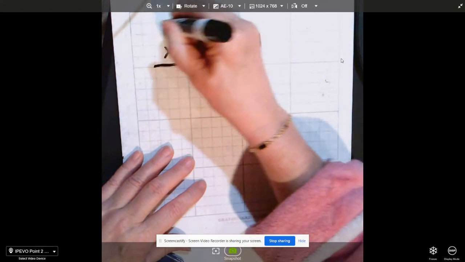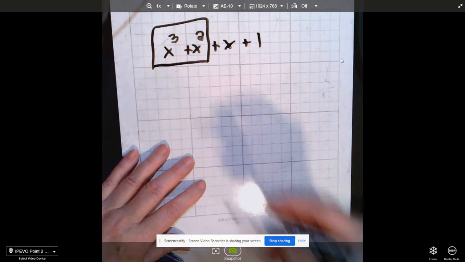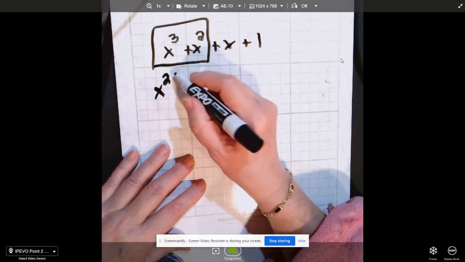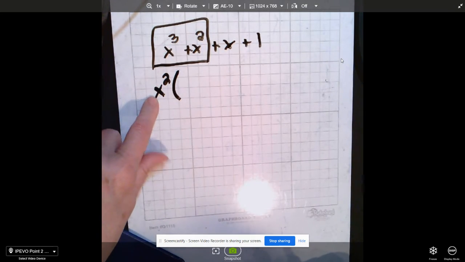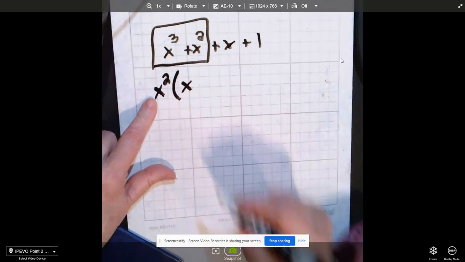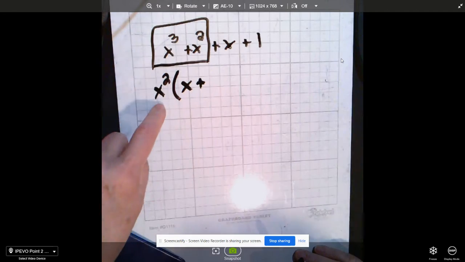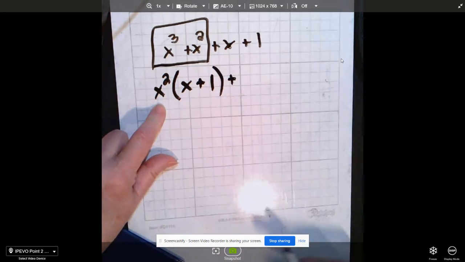The next thing I do is I just take a look at the first two numbers and I say, what can I take out of there? Well, the greatest common factor I can take out there is an x squared. If I take out an x squared, well, x to the third divided by x squared just leaves me x. This is a plus, so this will be a plus. X squared divided by x squared is a 1. If this is a plus, I'm going to put a plus here.